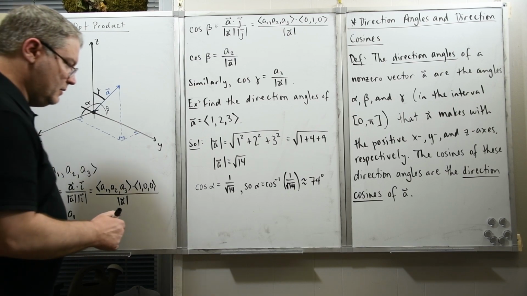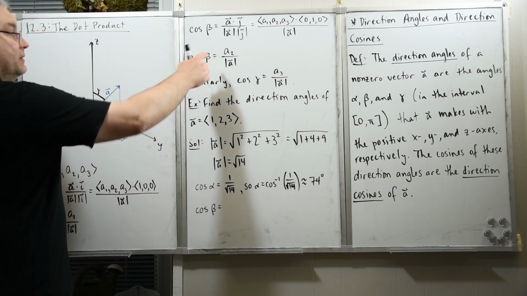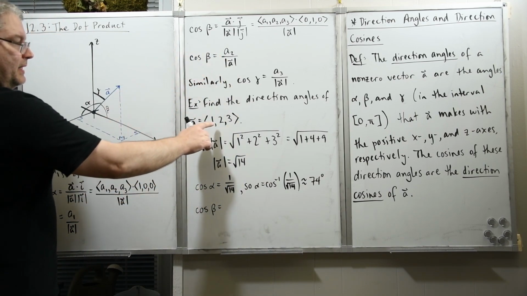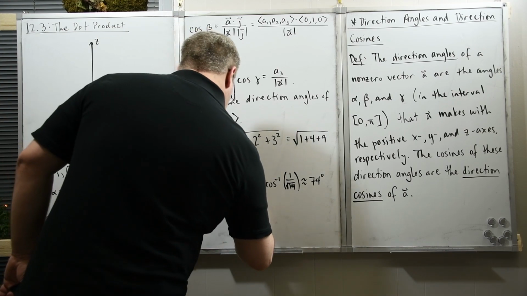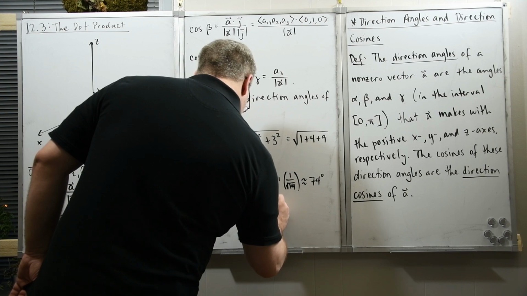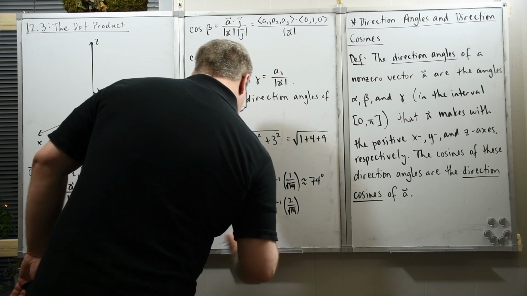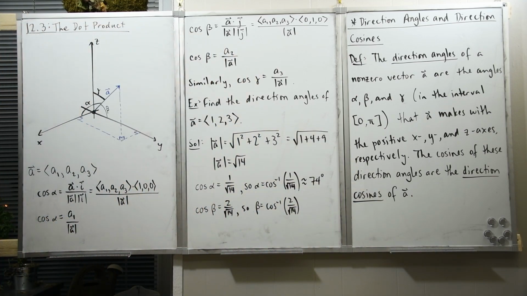Now for beta, we know that cosine of beta is equal to A2 over magnitude of A, but A2 is 2. So cosine beta is 2 over the square root of 14. That means beta is the inverse cosine of 2 over the square root of 14. And once again, you get an approximation, and that means beta is approximately 58 degrees.